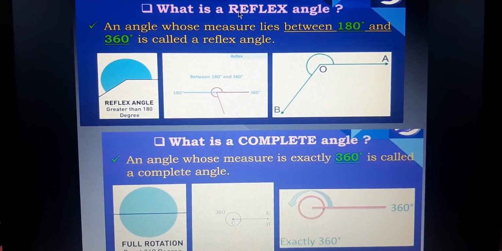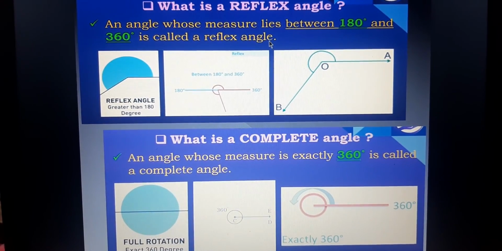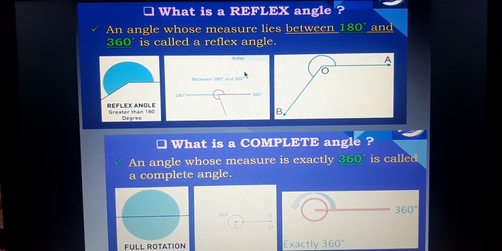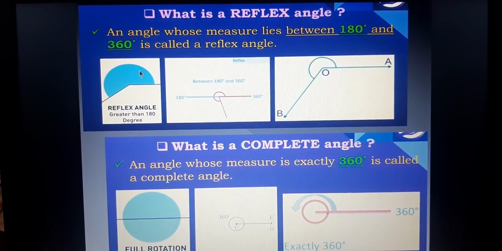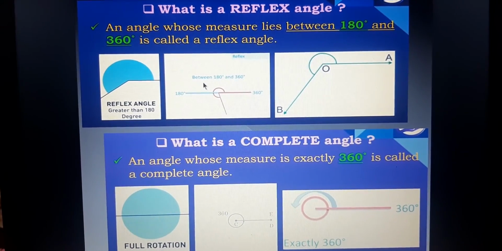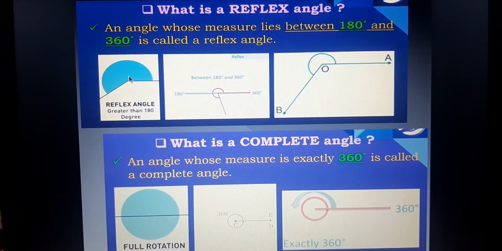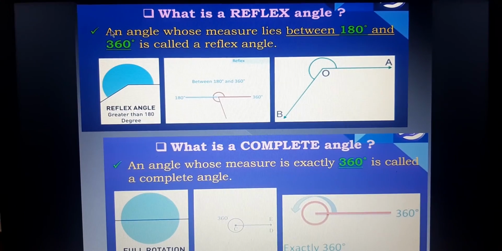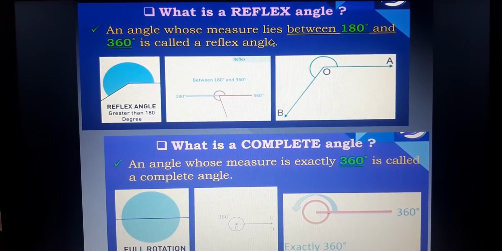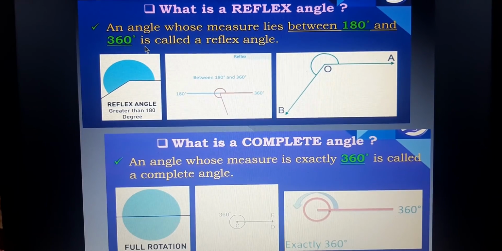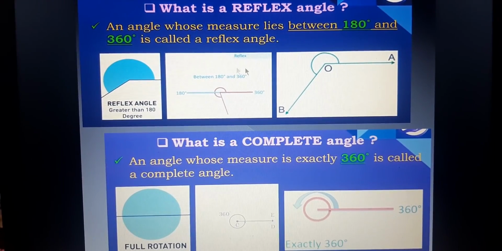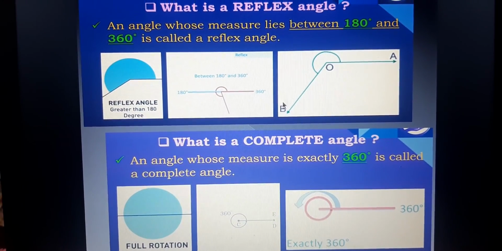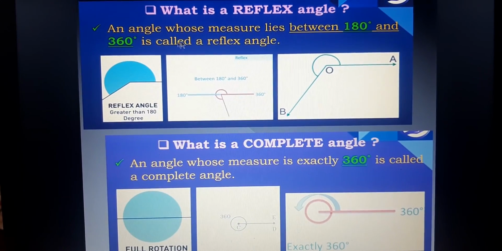Coming to the next one, what is a reflex angle? As we came to know, with a protractor we have 0 to 180, which means a half-shaped semicircle, right? Comparing a little more to that, if you go across again, more than 180, that is called a reflex angle. An angle whose measure lies between 180 degrees and 360 degrees is called a reflex angle. You can see the diagram here, which is crossed in this shape. These are known as reflex angles, right?